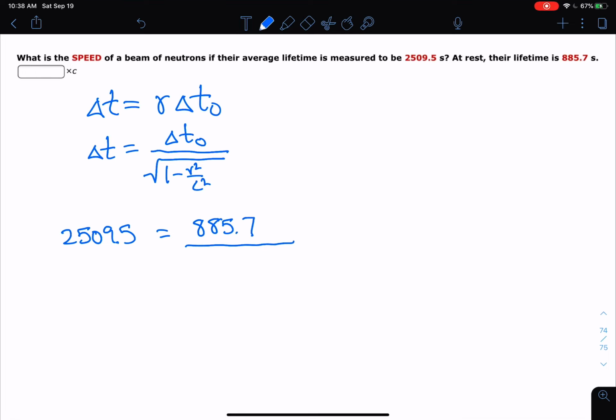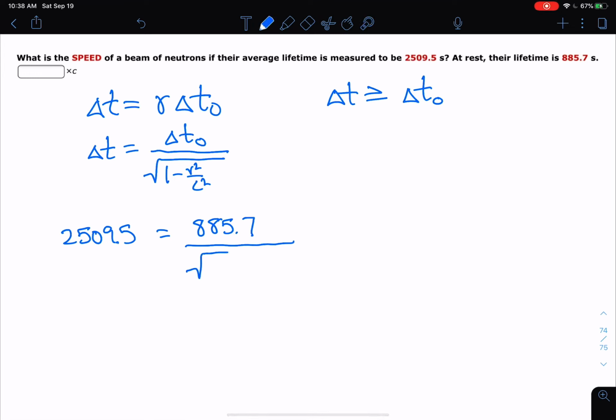Well, there's a couple ways. First, I know that delta t is greater than or equal to delta t naught, so they couldn't possibly be swapped. But I know that this is delta t naught because in the particle's own frame, it will be born and it will die at the same location. Specifically, it will be born at the origin and die at the origin, because it lives at the origin of its own frame. So that's how I know that 885.7 is the proper time for the lifetime of these neutrons.